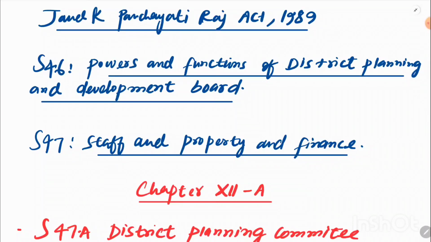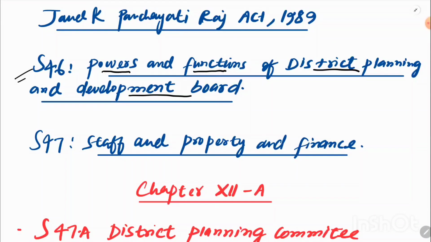This will be the last lecture in which I will cover in detail the district planning committee, okay? And I already covered district development council in the previous lecture. You can go and watch that. And now we will begin with section 46, okay? That deals with powers, functions of district planning and development board, okay?